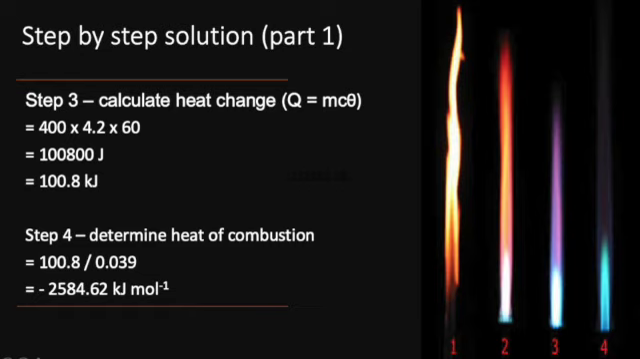What we are going to do, we take the heat change, which is 100.8 kilojoule, divide by 0.039 mole, and we get negative 2584.62 kilojoule per mole. Why negative, teacher? Because heat is released to the environment. So the negative symbol here represents that heat of combustion is definitely an exothermic reaction.